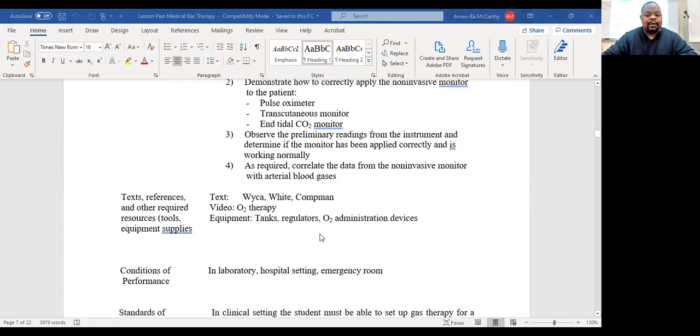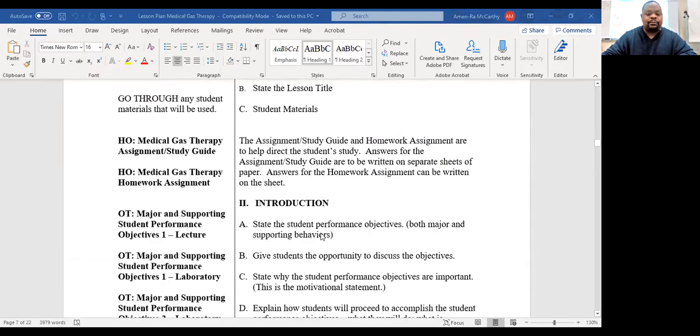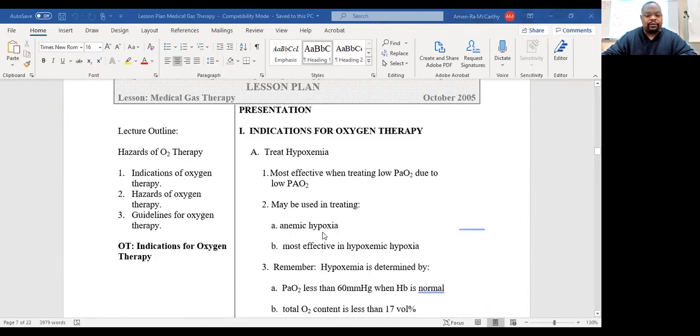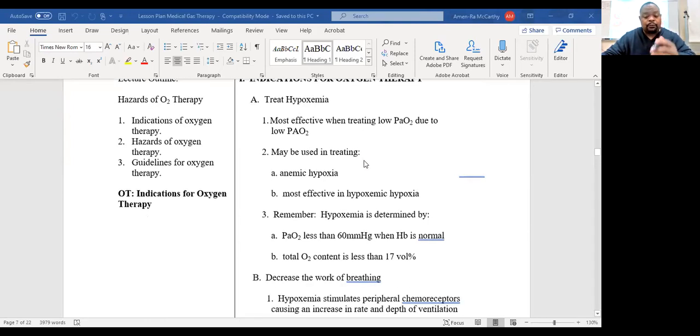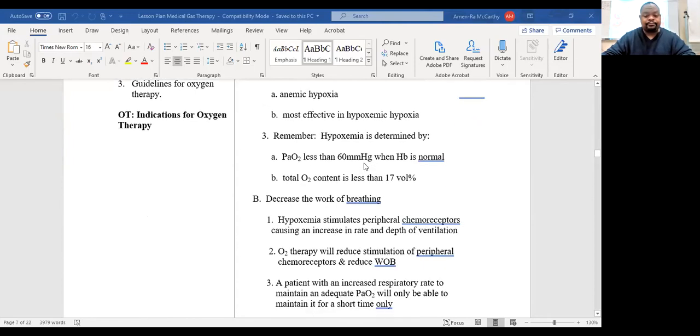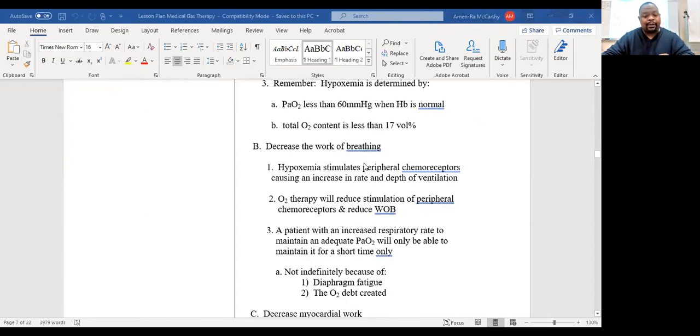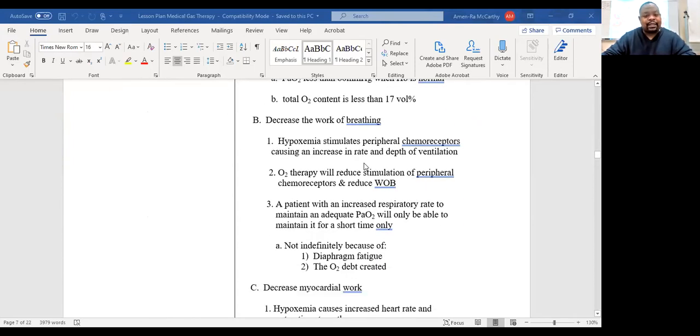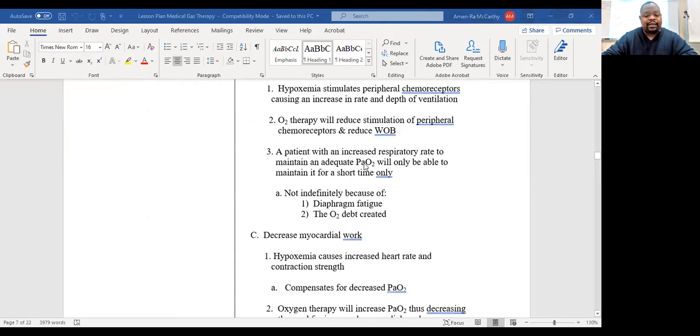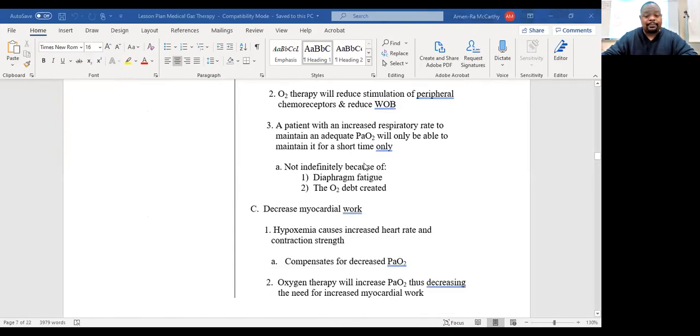Okay, all right, so let's go through this. Let me show you how far we went right here. These were the indications for oxygen therapy. We talked about those in the lecture last night. I'm just going through them so that you can see them. And you can go back home and pause it, fill in anything in your note-taking guide that you need to. But if you watched it last night, it goes word for word in the PowerPoint. So you should already have all of this if you watched it.